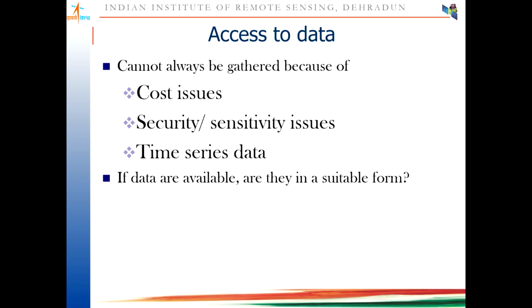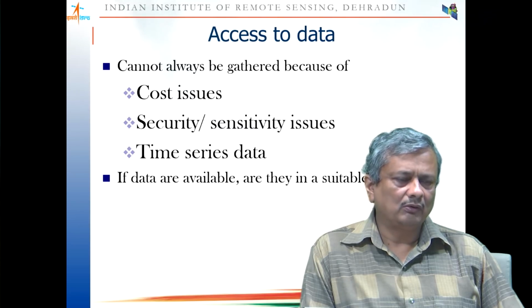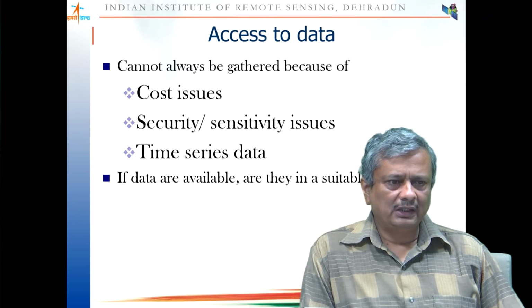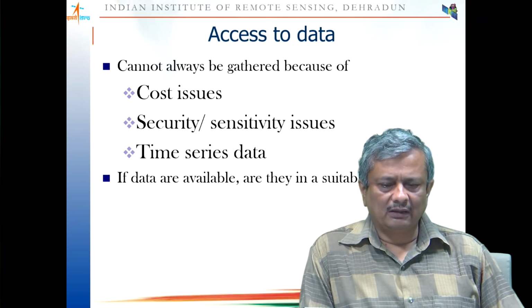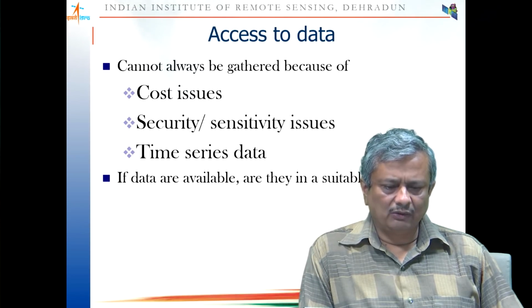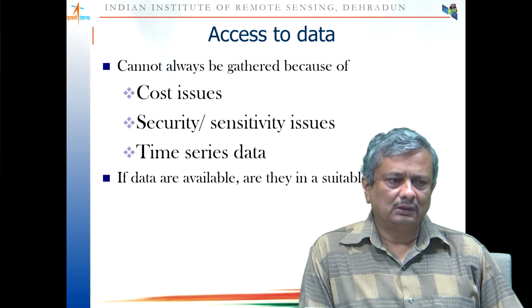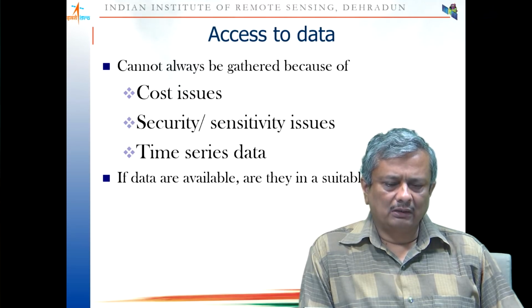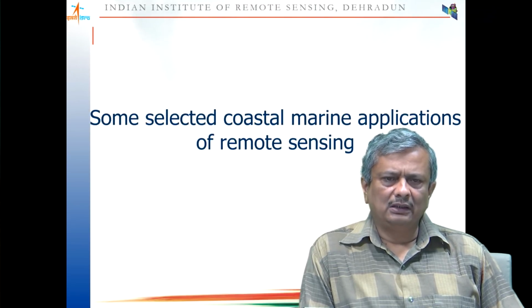And there is also the issue pertaining to cost. Data are very difficult to obtain, and there is also the sensitivity and security issue. The entire coastal zone is a classified area, so you can neither digitize any contour nor gather data without permission, as these are very secret data. So there is a security and sensitivity issue. Also, time series data: one data set that you acquire will not serve your purpose. You need a time series to address what is happening in the current time, and whether that data are available and in a suitable form.